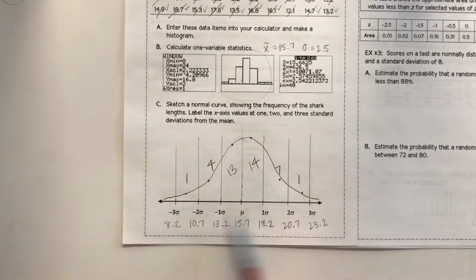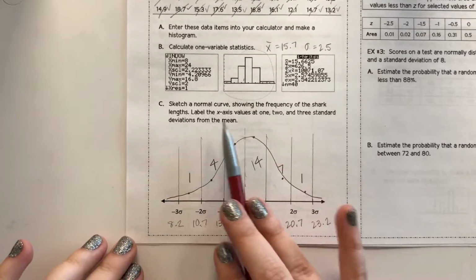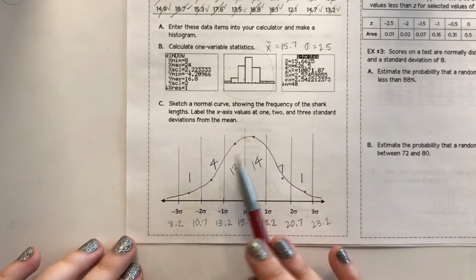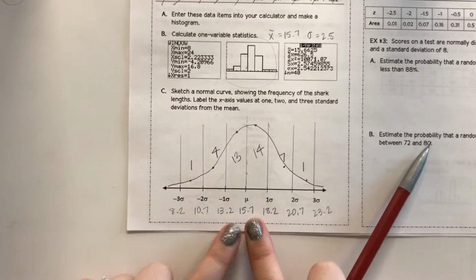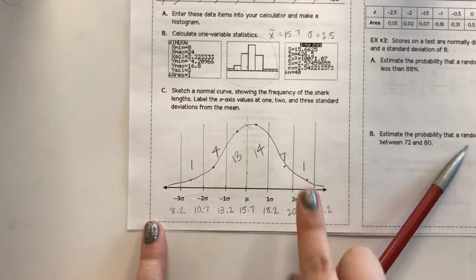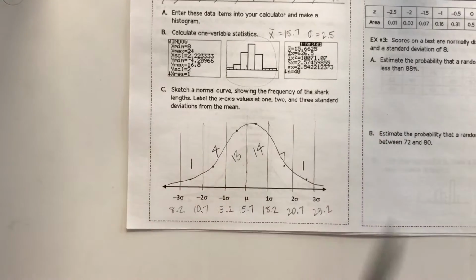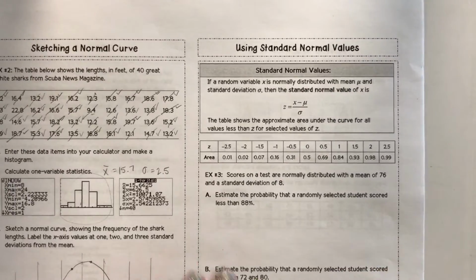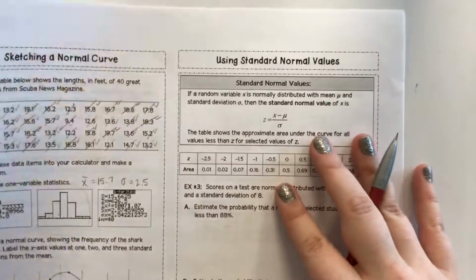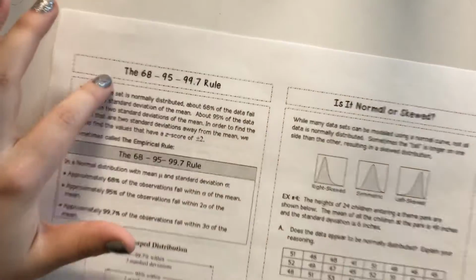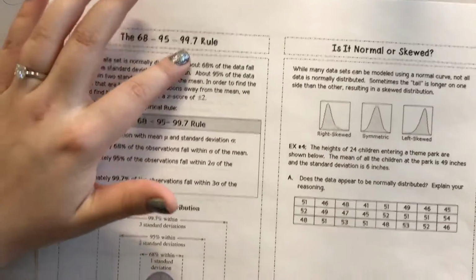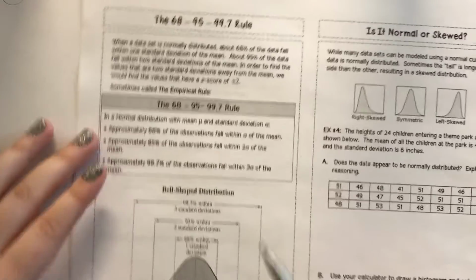Sketch a normal curve, here it is, showing the frequency of the shark length. Label the x-axis at values 1, 2, and 3 standard deviations of the mean. So we did that. Mean, standard deviations away, frequency. That's it. We're all done with that. That wasn't so bad. Okay, so let's do this one. Actually, before we get to this, we're going to look at the 68, 95, 99.7 rule.